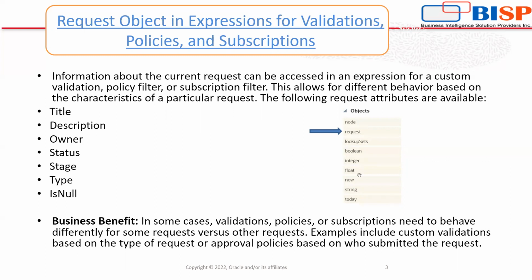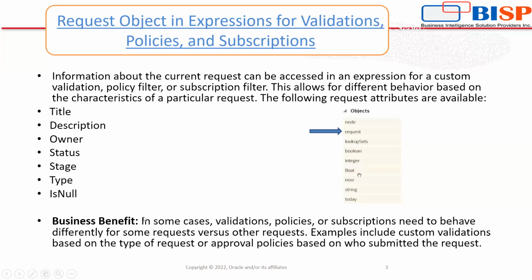Information about the current request can be accessed in an expression for custom validation, policy filter, or subscription filter. You know that we can build expressions in custom validation, policy filter, and also in subscription filter. So this allows for different behavior based on the characteristics of a particular request. The following request attributes are available: title, description, owner, status, stage, type, is null. You can use these types.